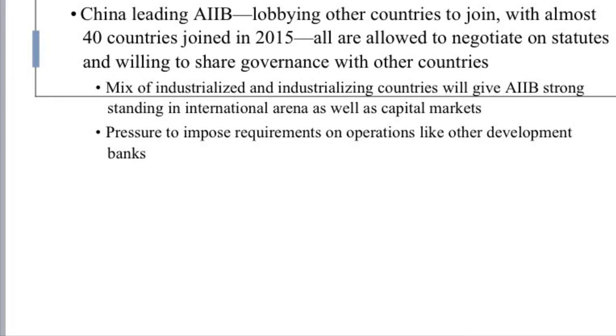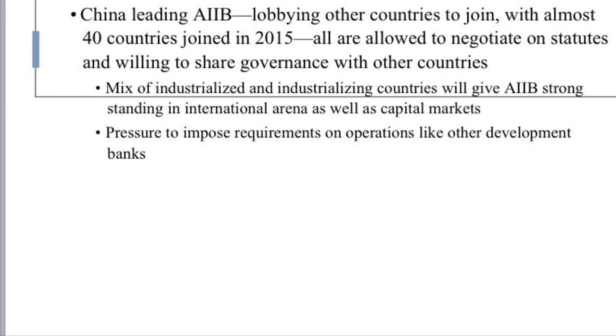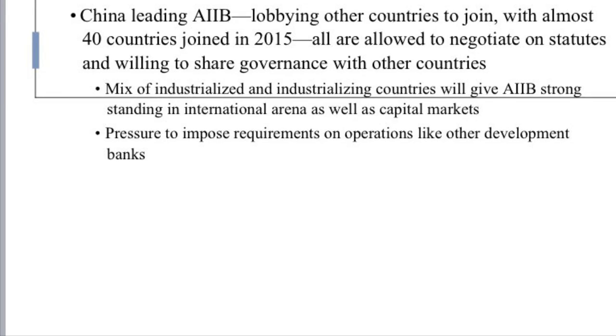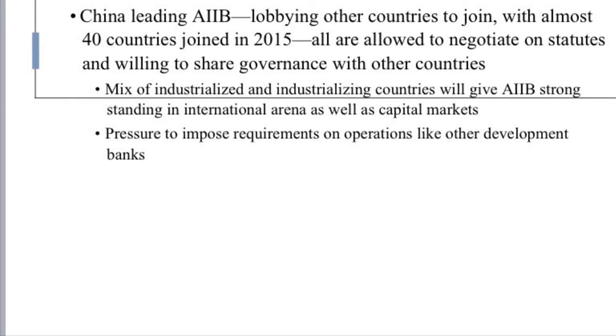On the other hand, the AIIB tends to be a lot more multilateral. Instead of allowing for that concentration of power, they've actually lobbied other countries to join. There were almost 40 joined as of 2015, and they are all allowed to weigh in on statutes, and they are to share governance with other countries.